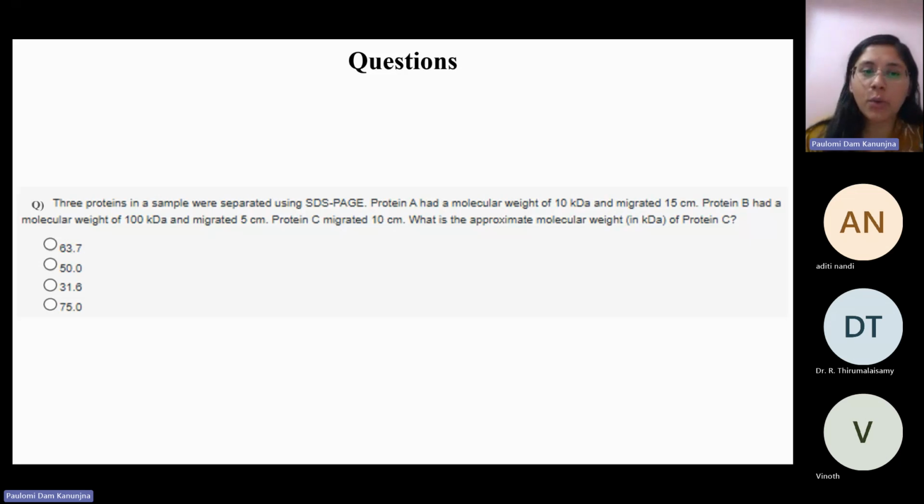Protein B, molecular weight is 100 kilodalton, migrated 5 centimeter. And protein C, which has migrated 10 centimeter. So you have molecular weight for A and B, and you have distance for protein C. Can you use this information to find out the molecular weight of protein C?